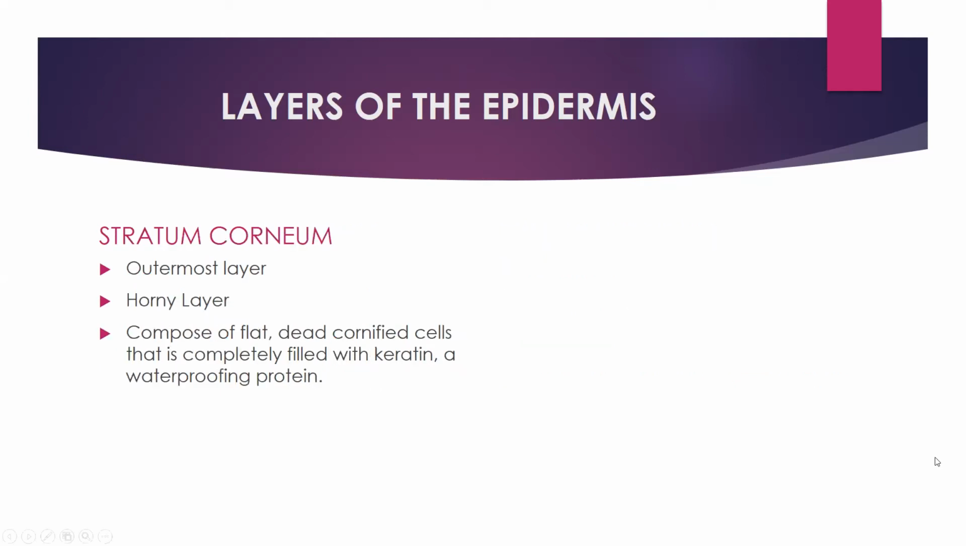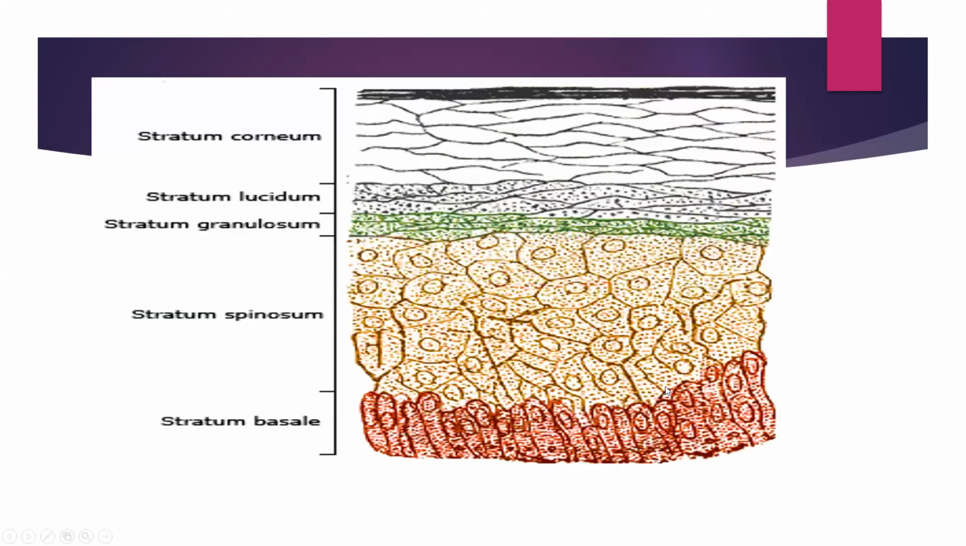And lastly, we have stratum corneum, which is the outermost layer. So this is technically a horny layer, and it's composed of flat, dead cornified cells. It's completely filled with keratin, a waterproofing protein. So this is pretty much what it looks like. We have the stratum basale, stratum spinosum, and then you have granulosum, lucidum, and corneum.